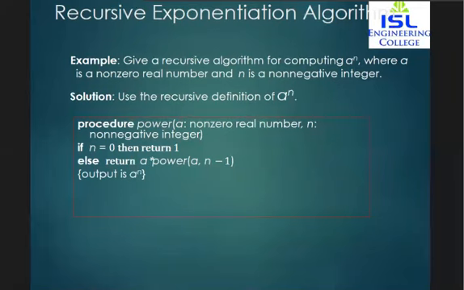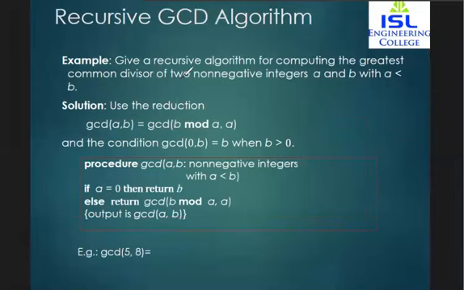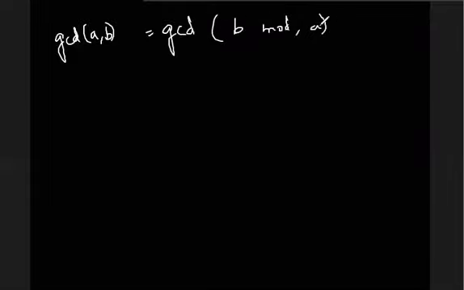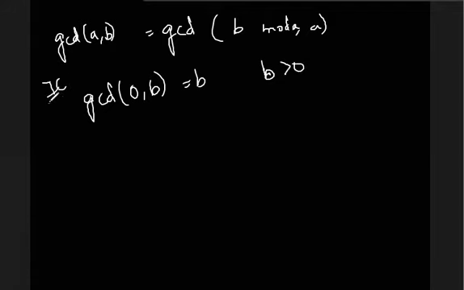The next algorithm is GCD. Given a recursive algorithm for computing the greatest common divisor of two non-negative integers a and b, with a always less than b. For this, first let's see an example. We can base a recursive algorithm on the reduction GCD of a comma b. GCD of a comma b is actually given as GCD of b mod a comma a. And the condition is that GCD of 0 comma b will be b whenever b is greater than 0. So the initial condition is this, and this is your recursive definition. Now for this, we can take an example. Let me take a is equal to 5 and b is equal to 8, and always the condition is that a is less than b.